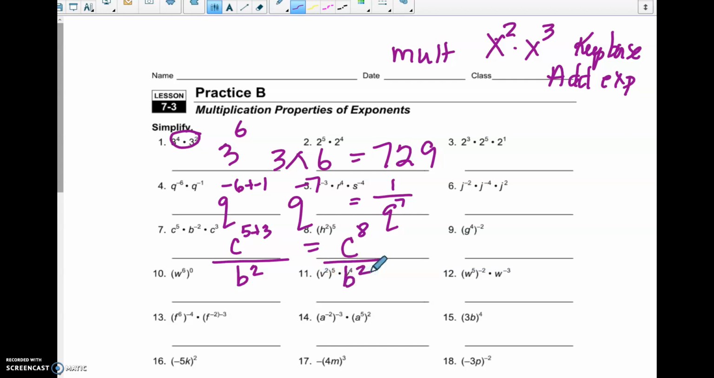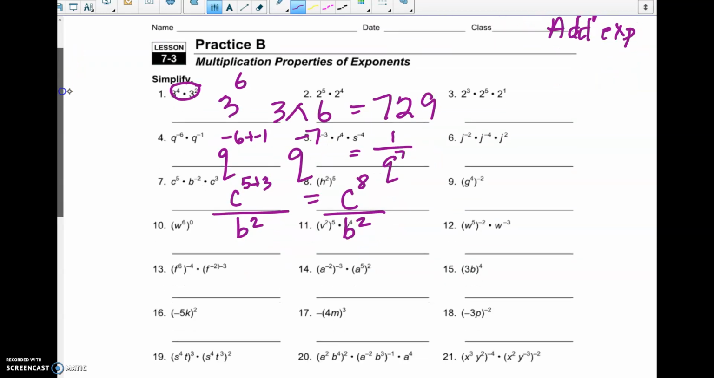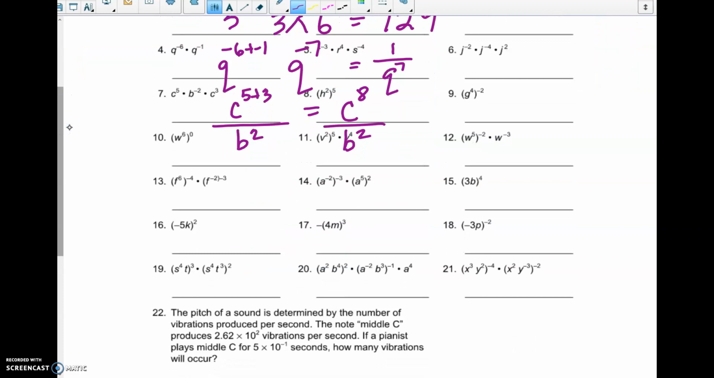See, that's why I don't like using these worksheets, because now I'm writing all over everything. So maybe next time I'll just rewrite these problems so we don't have this issue.